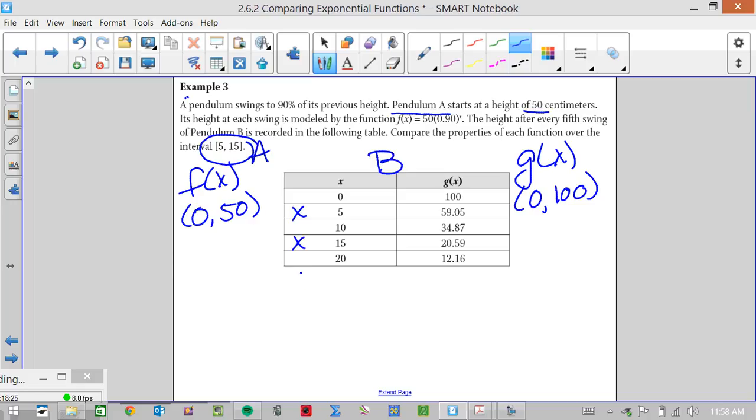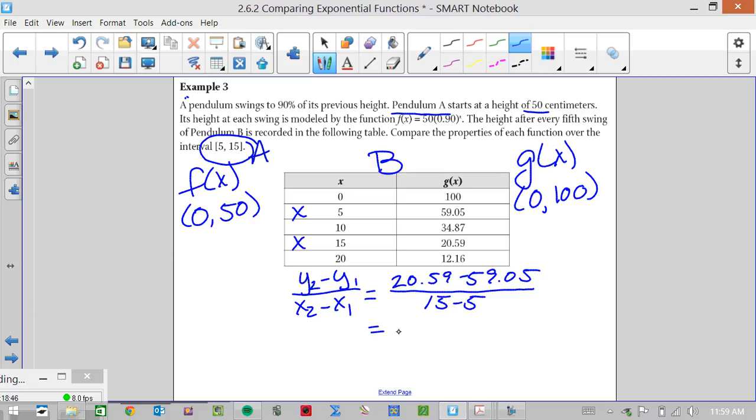So for pendulum B, using the slope formula y sub 2 minus y sub 1 over x sub 2 minus x sub 1, I take 20.59 minus 59.05 over 15 minus 5. And when I do that in my calculator, I get negative 3.846. The next thing I need to do is work on f of x.